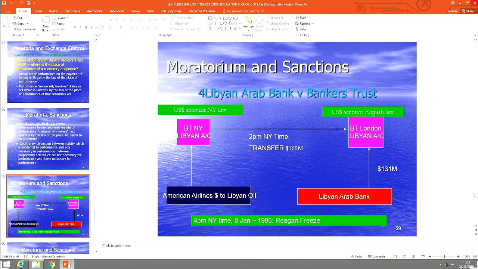There was $131 million lying in its accounts in London. Now, oddly enough, the $165 million should have been transferred at 2 p.m. But for some reason, which we are not familiar with, Bankers Trust didn't make that transfer, and 2 hours later the Reagan decree froze those funds.